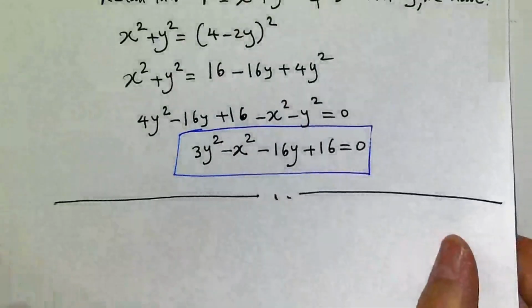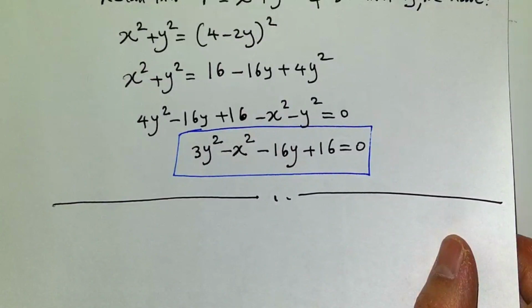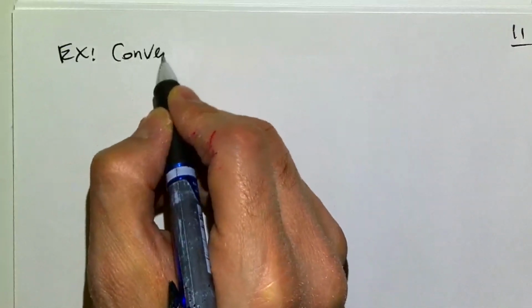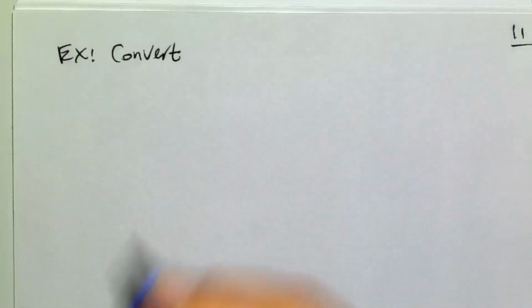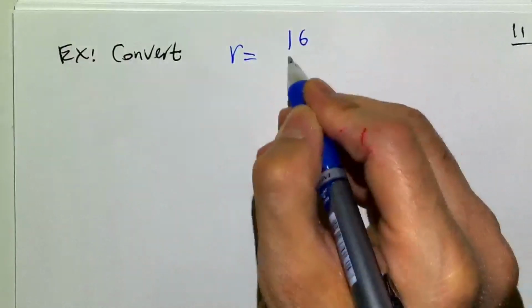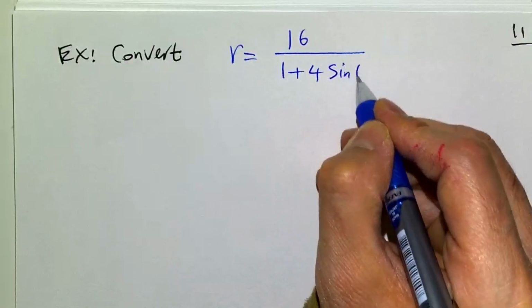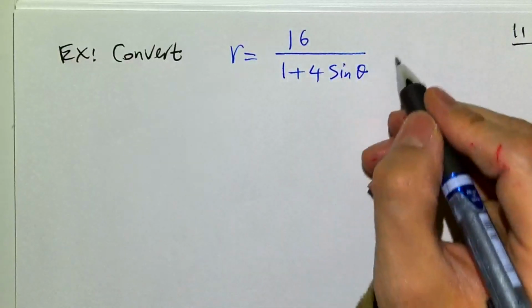All right, maybe we should do one more example. I think that would be good. So let's do that. We'll do one more example. So suppose we want to convert r equals 16 divided by 1 plus 4 sine theta to rectangular form.